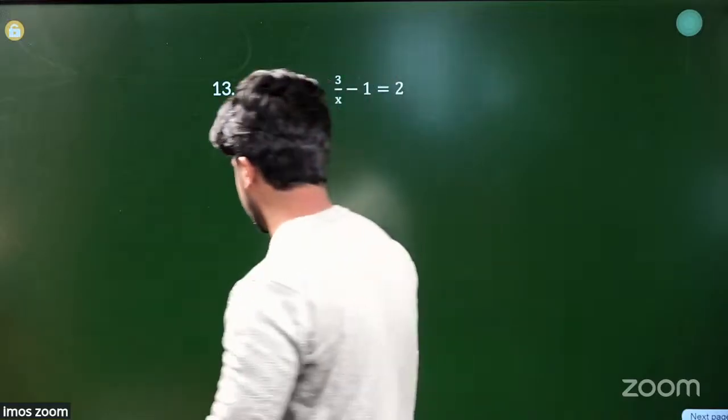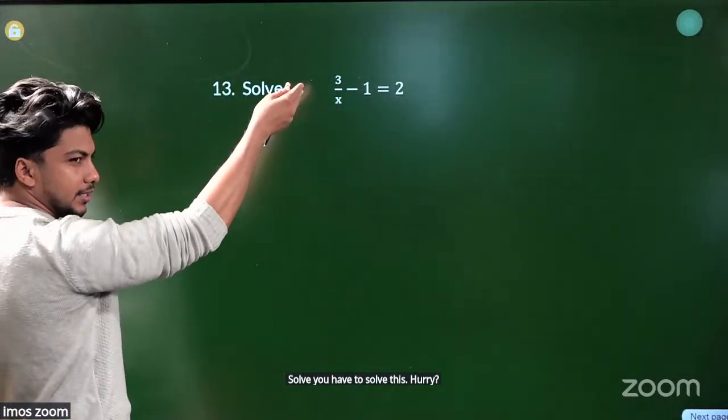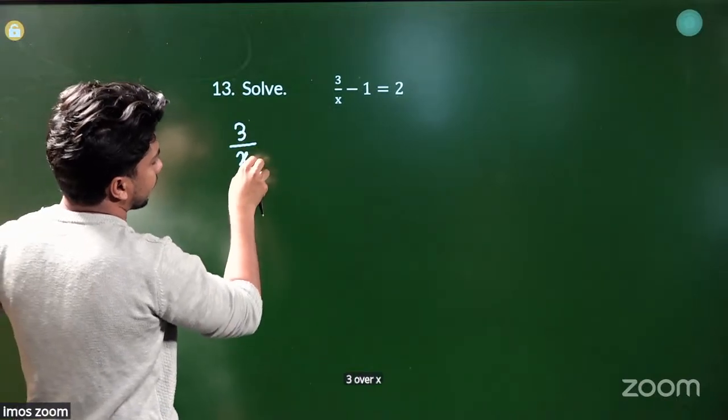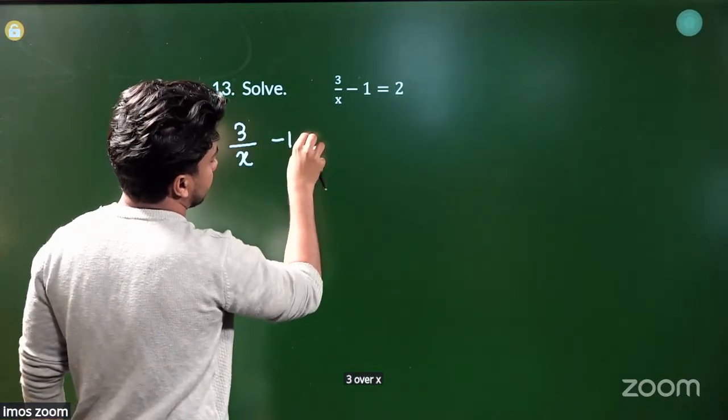Solve. You have to solve this. Okay? Very easy question, son. 3 over x minus 1 is equal to 2.